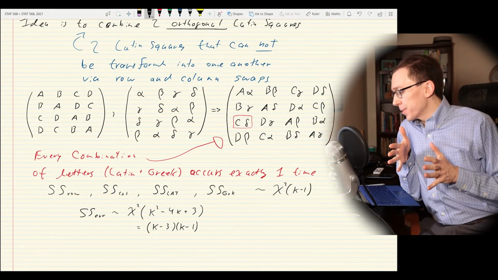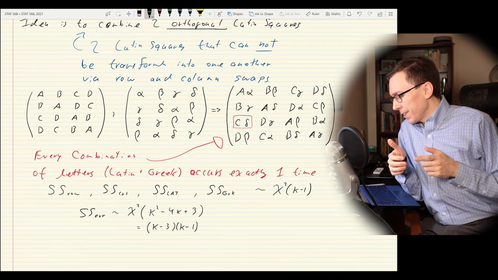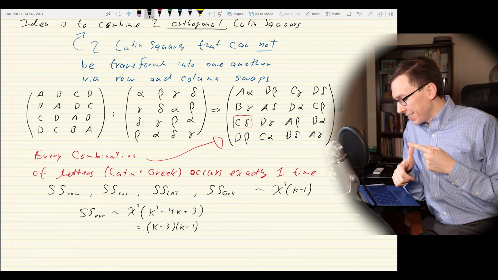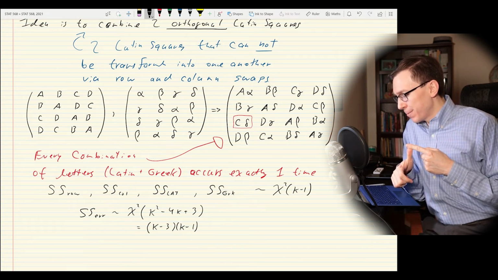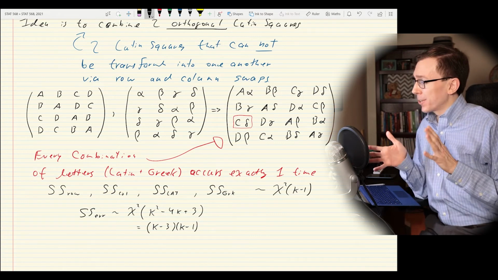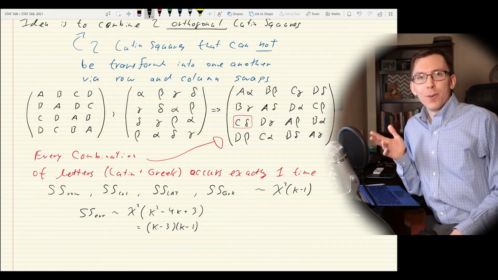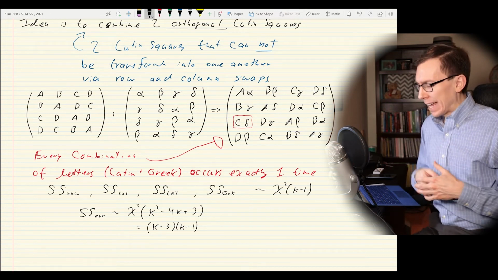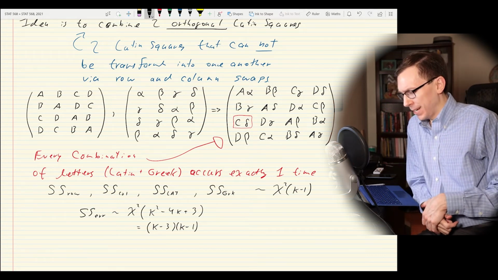So a couple things to note. First of all, you can't have k equal to 3, because then you're going to have 0 degrees of freedom for the error sum of squares. And it turns out that there's only one equivalence class of Latin square when you look at a 3x3.